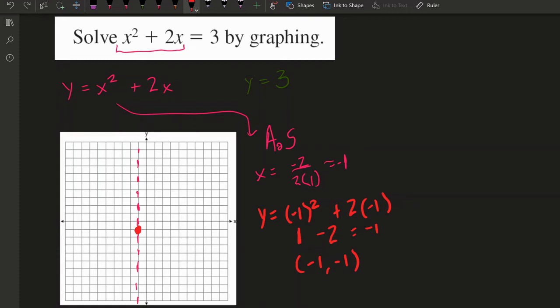Next step, I'm going to graph the parent function, which means starting from my vertex, I'm going to go right 1 and up 1, right 2 and up 4, and then I can mirror it. Let me go ahead and do that third point, up 9. And there is my parabola.